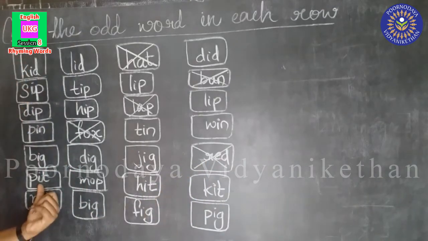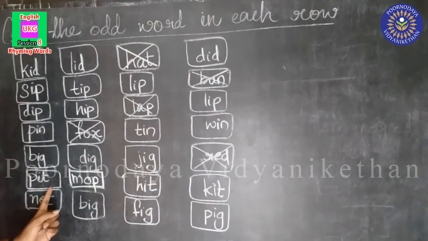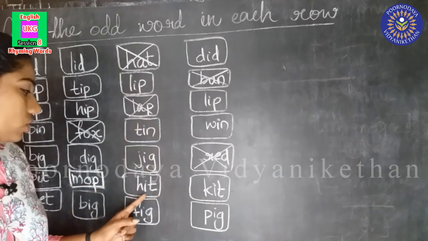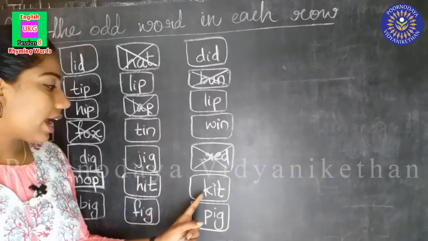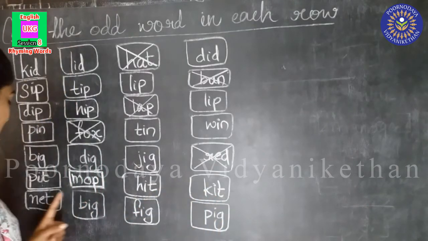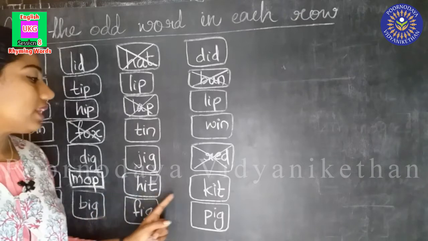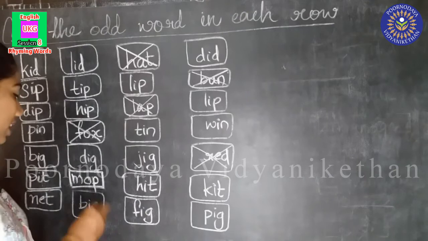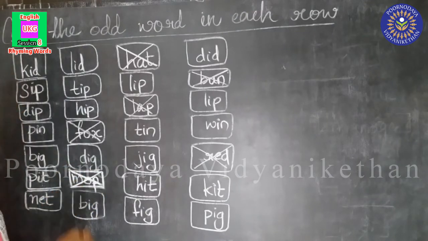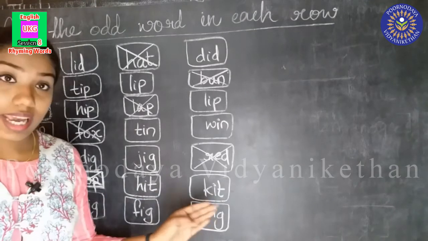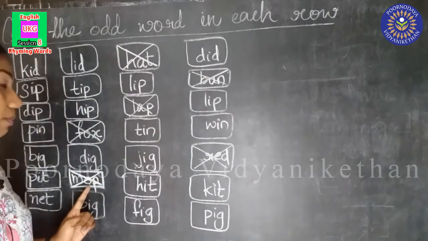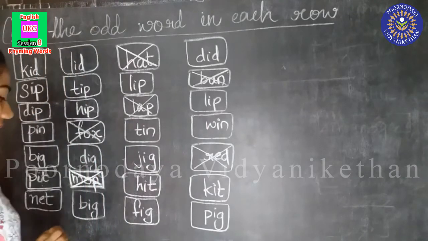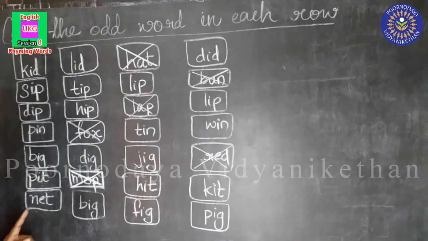Now we'll do the next one. P-I-T, pit. M-O-P, mop. H-I-T, hit. K-I-T, kit. Pit, mop, hit, kit. Which is the odd one here, children? Mop is the odd one. We can cross it. Pit, hit and kit are E sound and mop is O sound. Mop is O sound. Now we are going to do the last one.